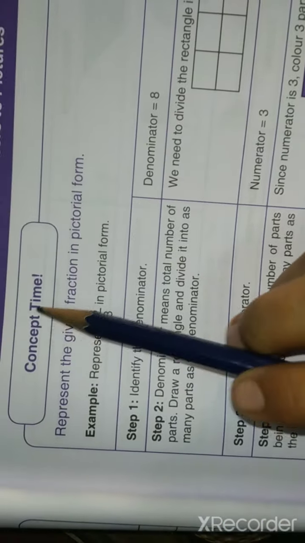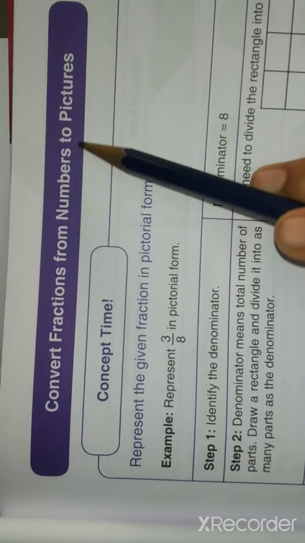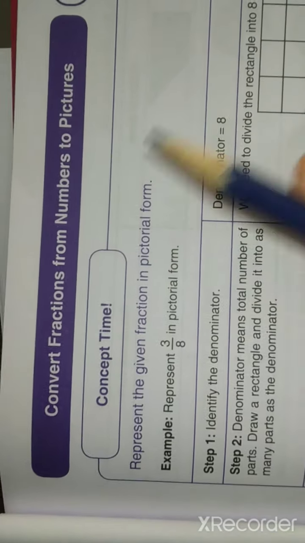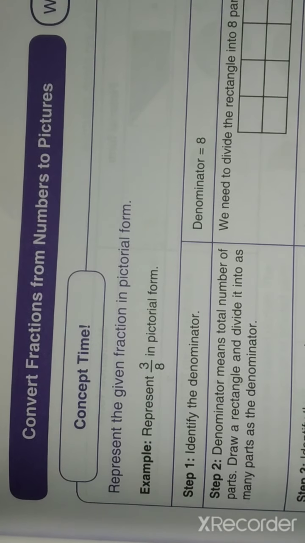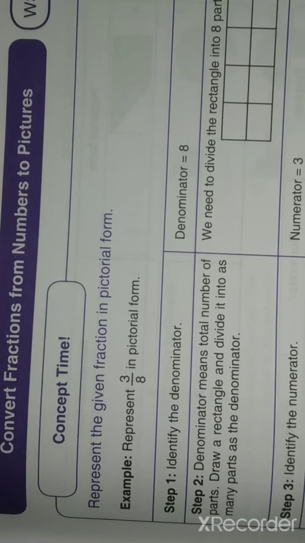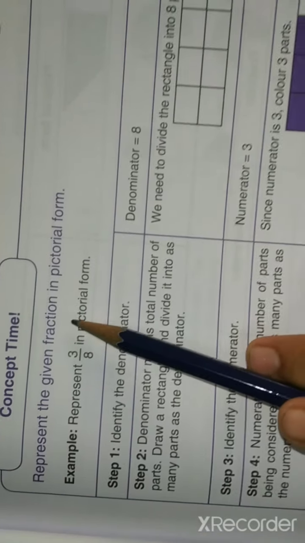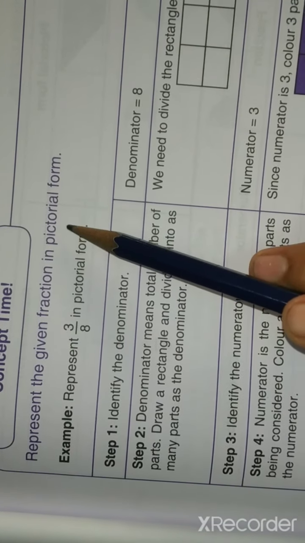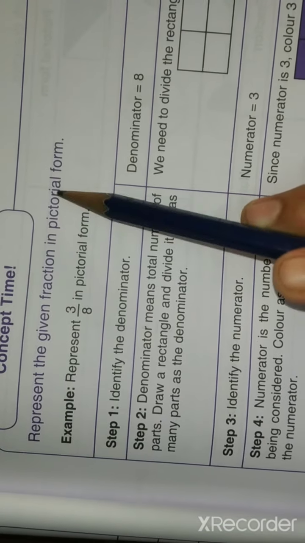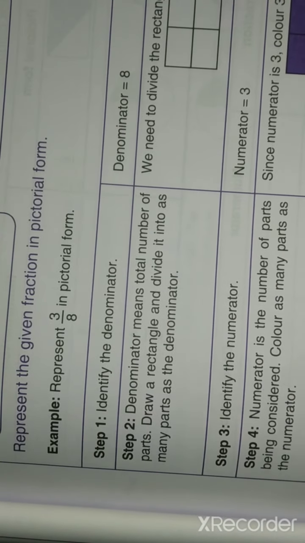now next worksheet number 11, convert a fraction from numbers to pictures. अभी हमारे पास fractions numbers में हैं, we have the numbers, we have to convert them as a picture में हम उसको convert करेंगे. So in that represent the given fractions in the pictorial form. अभी हमें इसको हम किस में करेंगे? Pictorial means picture में हम इसको convert करेंगे.